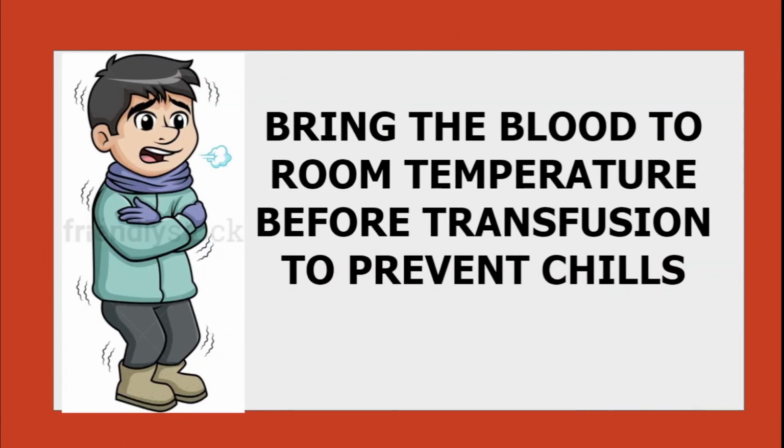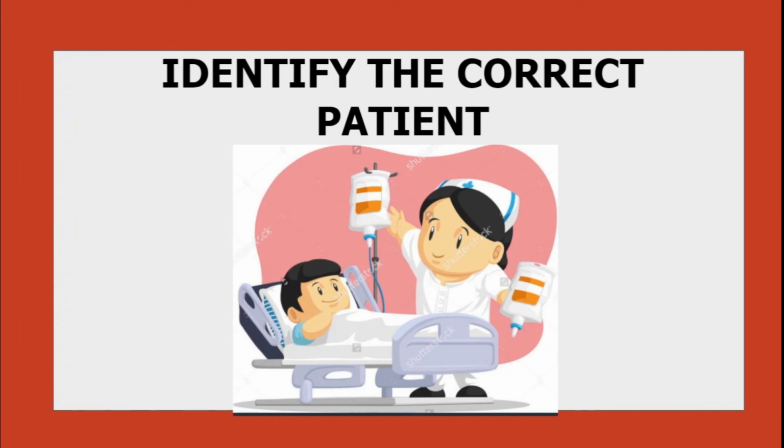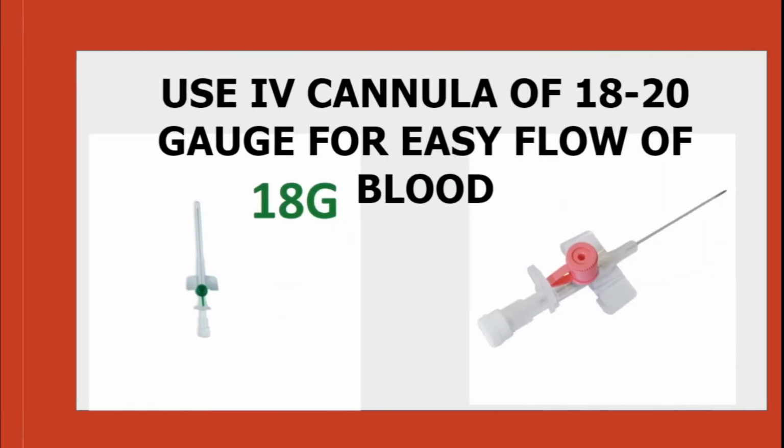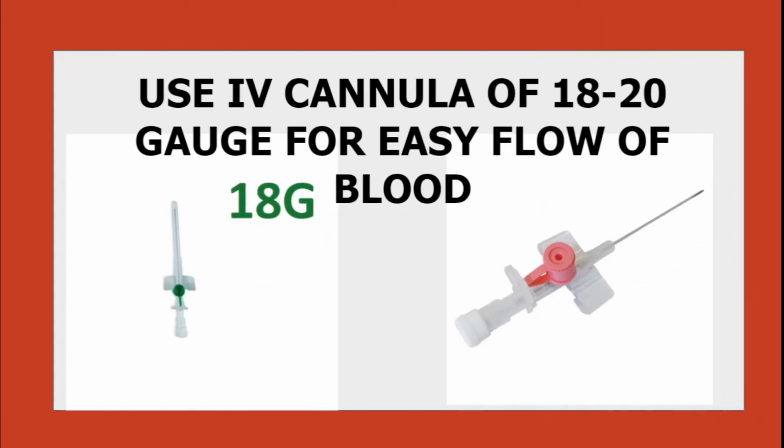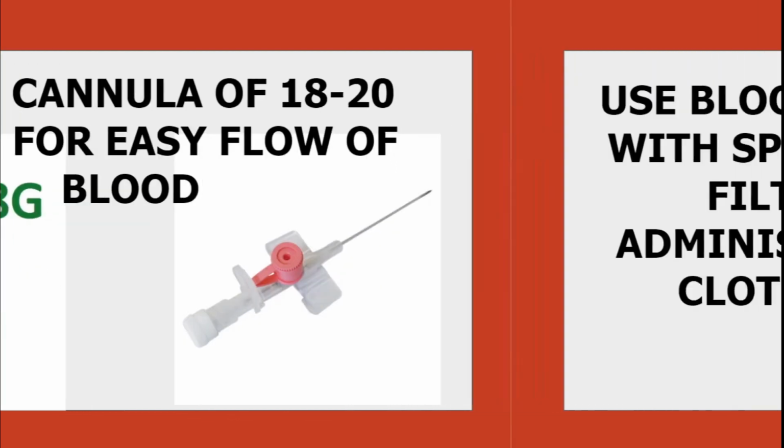Bring the blood to room temperature before transfusion to prevent chills. Ideally, once the blood bag is brought from the blood bank, you should transfuse the blood within 30 minutes. Next is identify the correct patient. Use an IV cannula of 18 to 20 gauge for easy flow of blood. If the IV cannula is already of 20 gauge in the patient's hand, look for its patency, and always prefer a new IV line for blood transfusion.